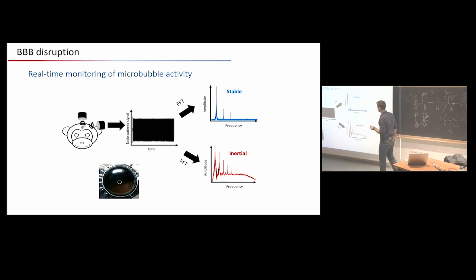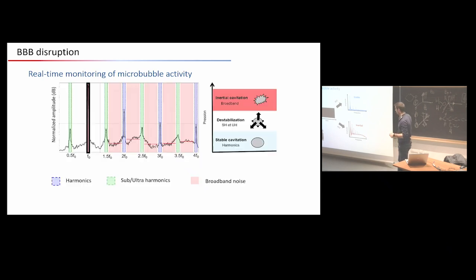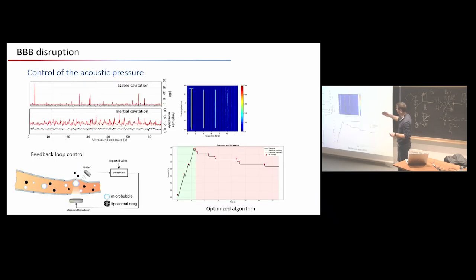And by doing the very famous fast Fourier transform, we are able to check the cavitation regime of the microbubbles and separate the safe regime from the dangerous regime. So we have done that many times, and this is typically what we can get in real time. You can see, for example, the appearance of different frequencies here on the spectrogram, and this is potentially damaging.